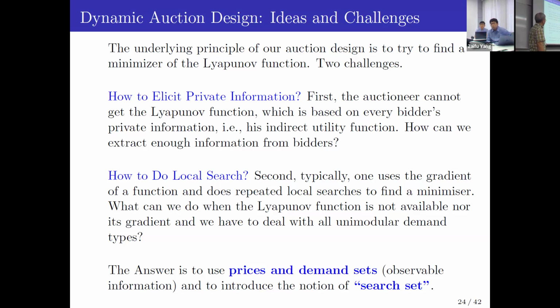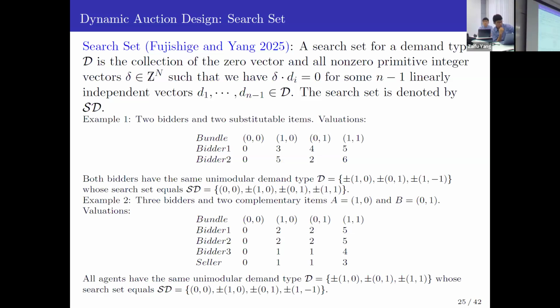So the answer is simple. We use prices and demand sets. This is observable information. And then we need to introduce a new notion of search set. We use this tool to get the dynamic auction design. A search set for a demand type is the collection of the zero vector and all non-zero primitive integer vectors such that the inner product of this vector with some linearly independent vectors from the demand set is zero. This search set is denoted by the calligraphic S of D.